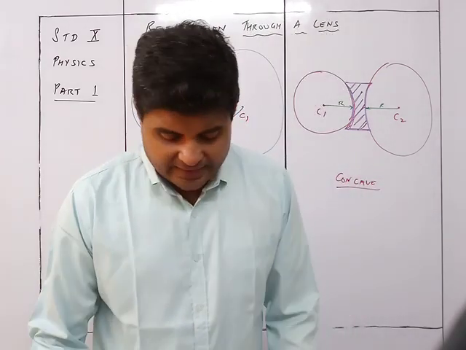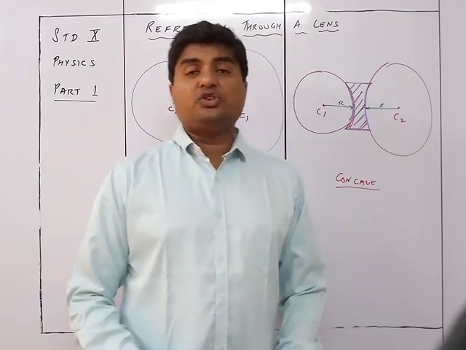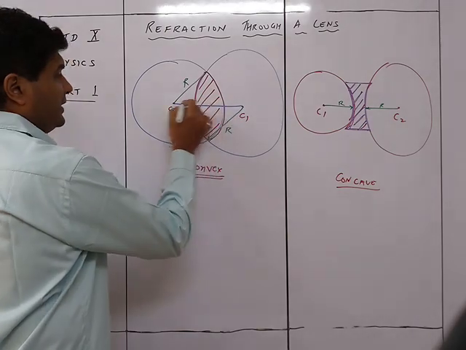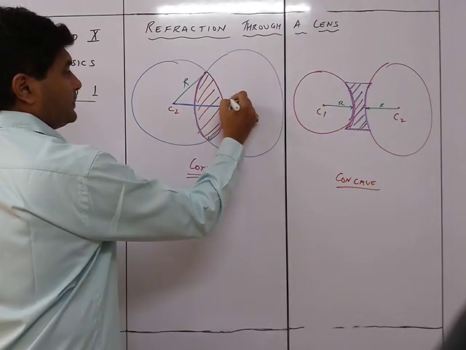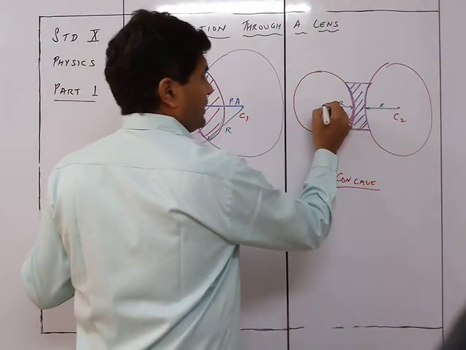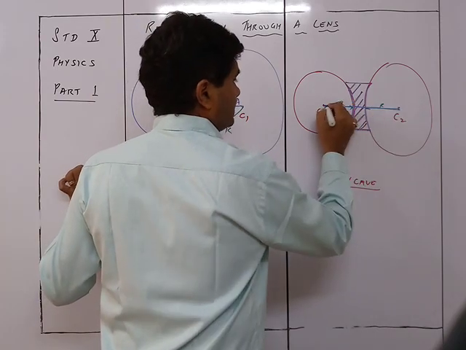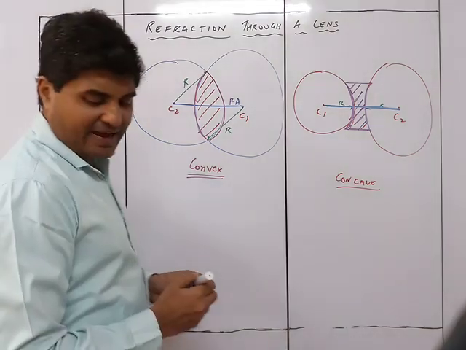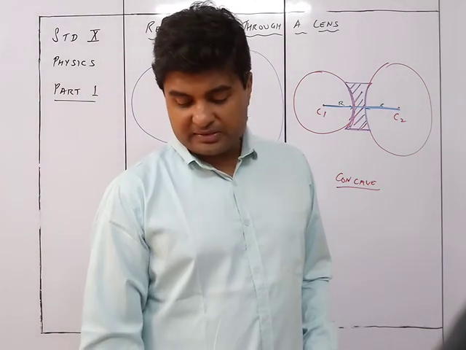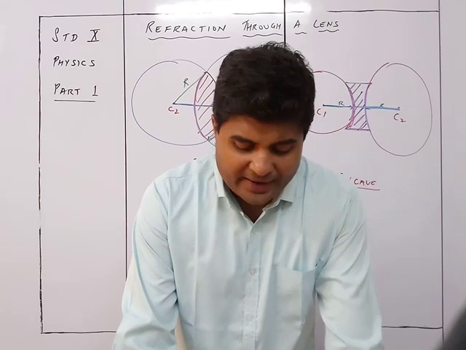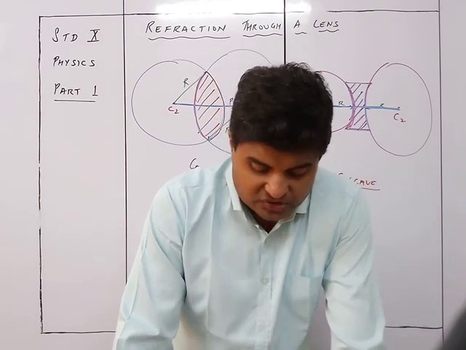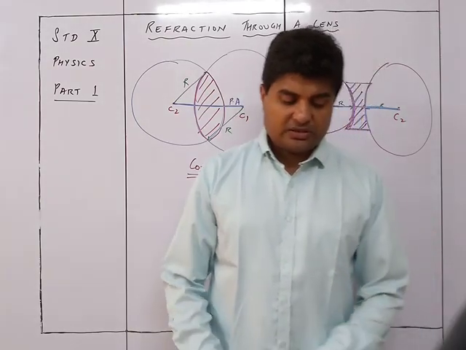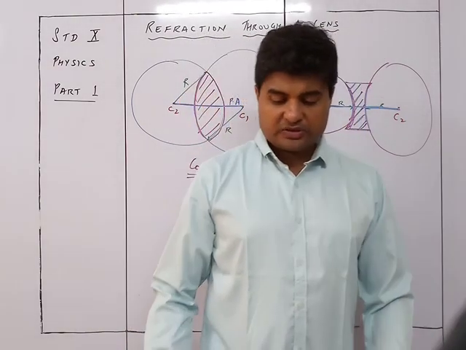The third one we see is the principal axis, that is the line joining the two centers. The line joining the two centers, that is the line from C1 to C2, this particular line is called the principal axis. This over here is the principal axis. This complete line over here is the principal axis. Okay, C1 C2 is the principal axis. It is a line joining the centers of curvature of the two surfaces of the lens.